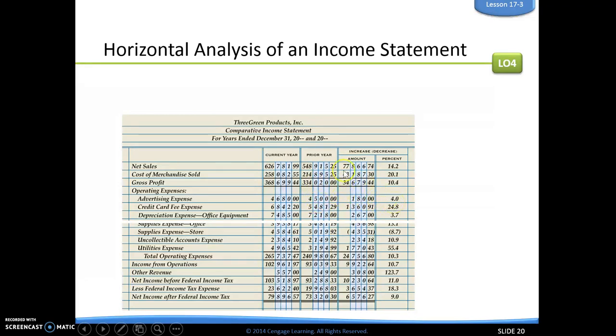4%. Notice that down here on the supplies expense, it actually went down from the prior year to the current year. So you notice that it's in parentheses. That means it was a decrease. And then obviously the percentage would also be a decrease, so you'd want to make sure that that is in parentheses as well. So that's an example of a horizontal analysis on an income statement.